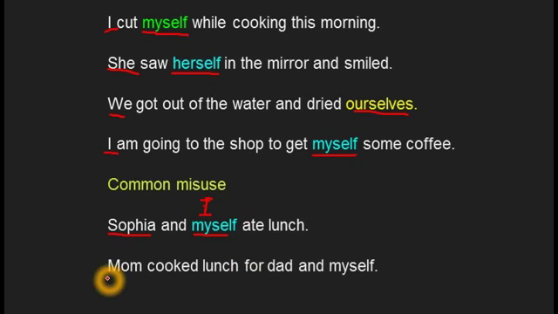In this sentence, mom cooked lunch for dad and myself. Here, myself is being used as an object. It's the object of the preposition for. But the only way it can be used as an object is if it refers back to the subject. The correct sentence will be, if I cooked lunch for dad and myself.